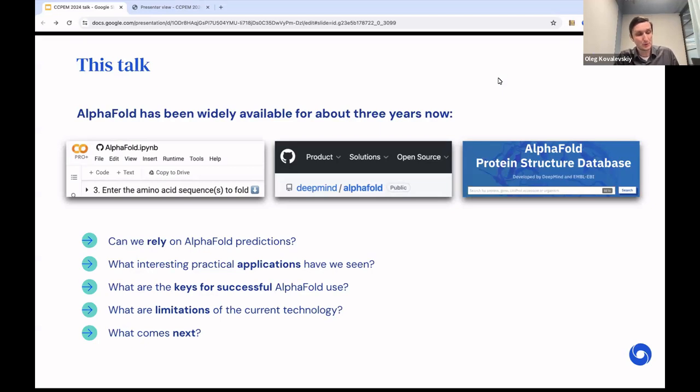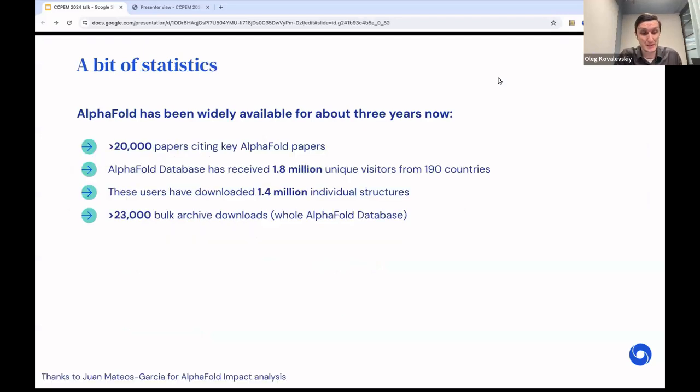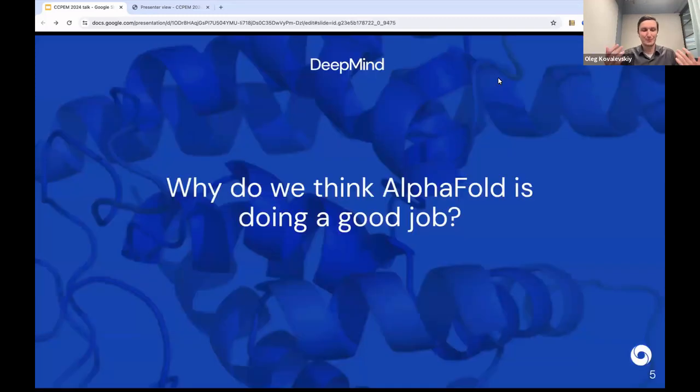So today I will reflect on what we have learned during these 3 years of AlphaFold, whether we can rely on the predictions, what exciting applications it has enabled, what the keys for successful use are, and also what the limitations of current technology are. But first of all, a bit of statistics. About 20,000 papers citing AlphaFold have been published, and the AlphaFold database has received 1.8 million unique visitors. This sounds very impressive, but do we have solid proof that AlphaFold is actually doing a good job? Yes, 3 years later, we have.